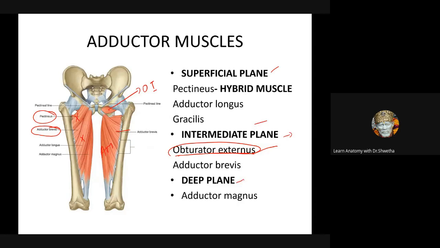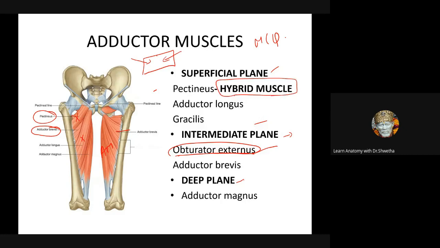Now your MCQ question will come here, students. There's something called hybrid muscle. Can anyone tell me what it could be? Adductor magnus. Excellent. I will explain what a hybrid muscle is. Students, any muscle which is supplied by two nerves is called a hybrid muscle.